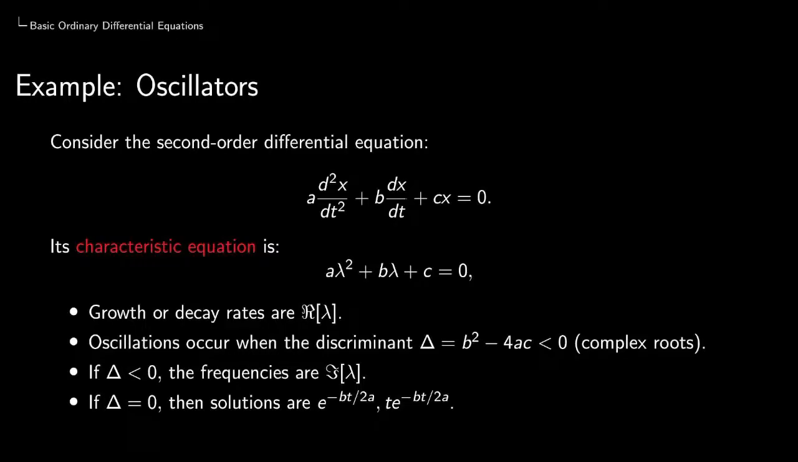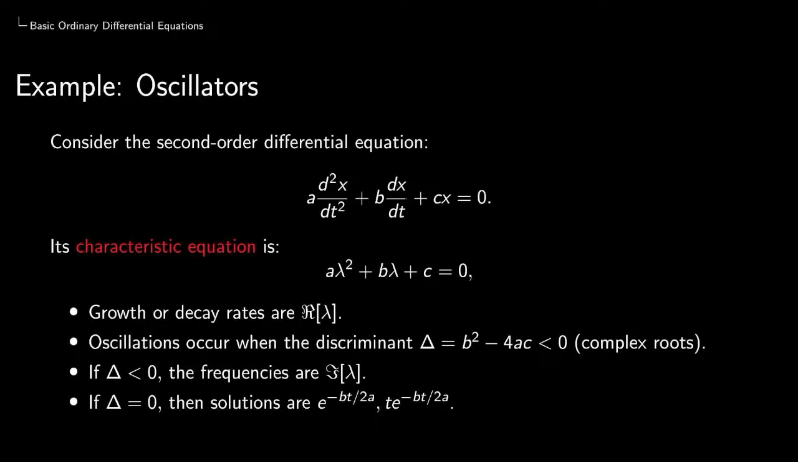So let's consider a crucial example, that is the oscillator. An oscillator, or just a more generic second order differential equation, a x double prime of t plus b dx/dt plus cx equals 0. Now the characteristic equation, that is if we say x is equal to e to the lambda t, will come out to be a lambda squared plus b lambda plus c equals 0. The solutions for lambda will dictate the growth and decay rates and also the oscillation frequency. Now to solve this characteristic equation, we're going to use our good friend, the quadratic formula.